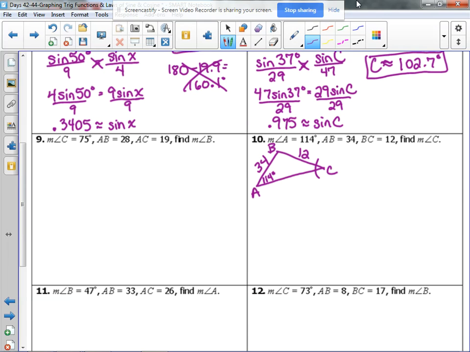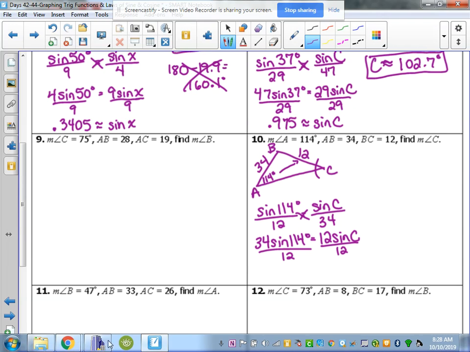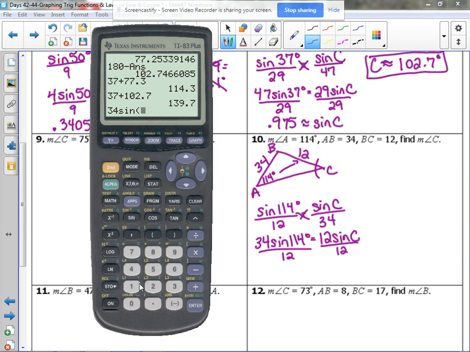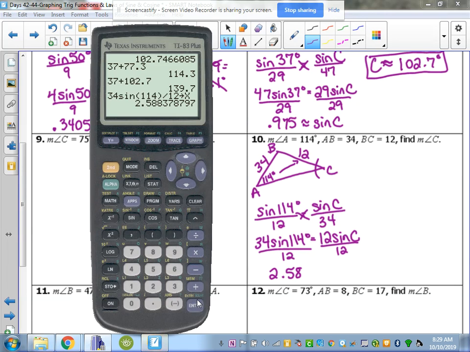If we set up our law of sines, the sine of 114 over 12. 12 is the side opposite of that 114. 34 is the side opposite of angle C. Cross multiply. Divide by the 12. 34 sine of 114 divided by 12, stored as x. We get 2.588 is equal to the sine of angle C.